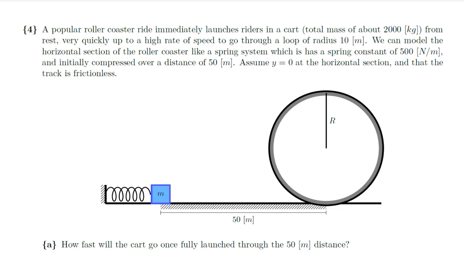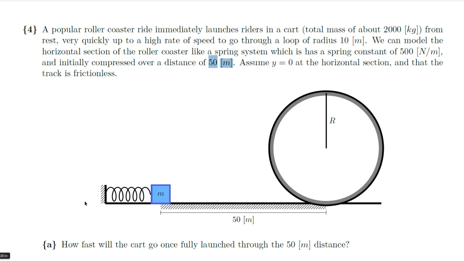Number 4. A popular roller coaster ride immediately launches riders in a cart with a total mass of about 2,000 kilograms from rest very quickly up to a high rate of speed to go through a loop with a radius of 10 meters. We can model the horizontal section of the roller coaster like a spring system, which has a spring constant 500 newtons per meter and is initially compressed over a distance of 50 meters.